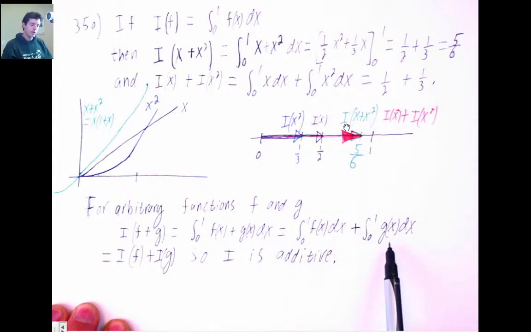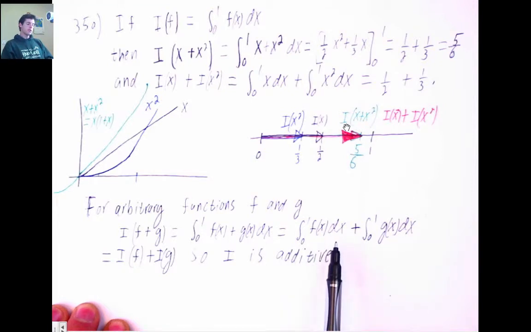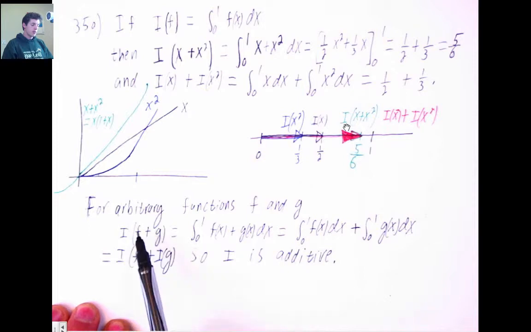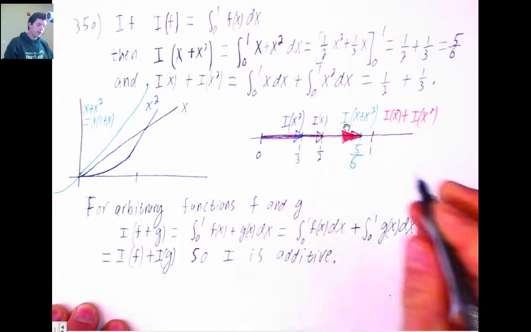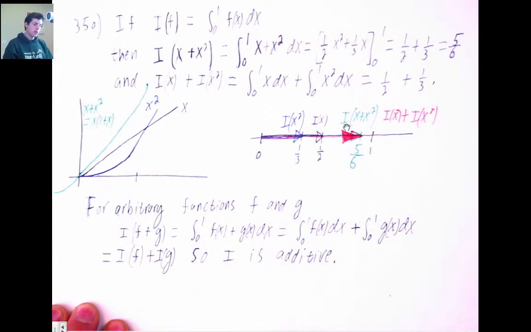Integral of f plus the integral of g. Keep in mind these are definite integrals from 0 to 1. And of course this first term is I of f and the second term is I of g, and so we see that I is additive. The function that turns functions into real numbers, the integral from 0 to 1, is additive.